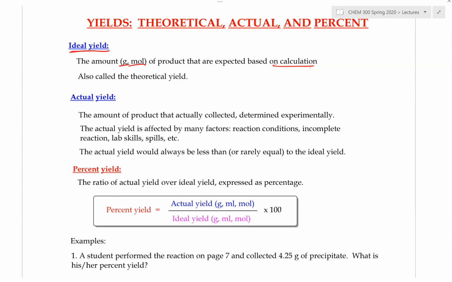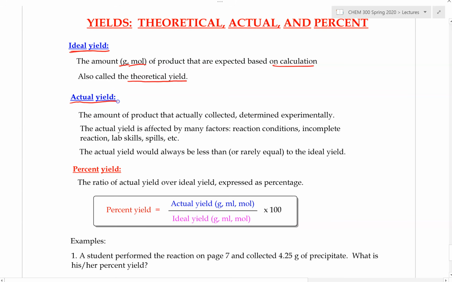The ideal yield is also referred to as the theoretical yield. We call this the theoretical yield because in theory, this is how much product we're supposed to make. So theoretical yield and ideal yield refer to the same thing.